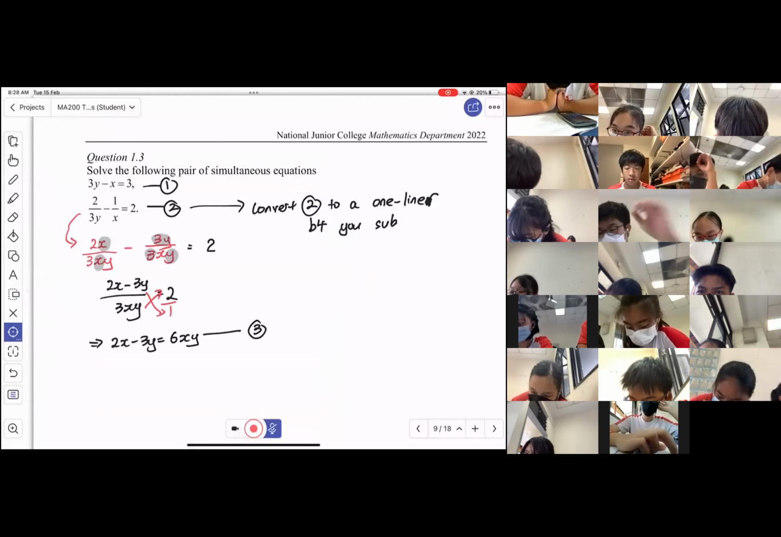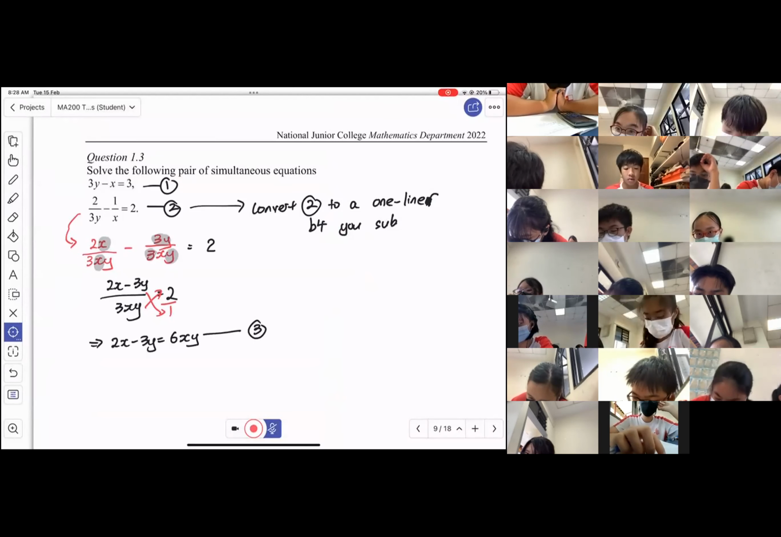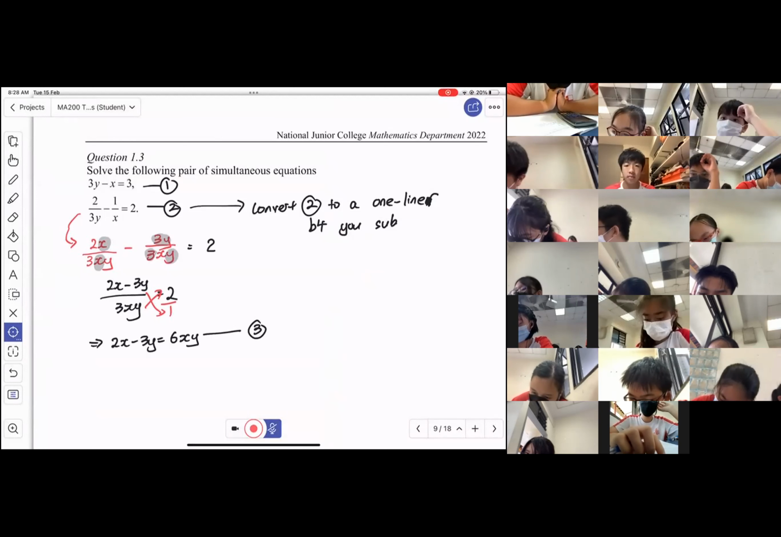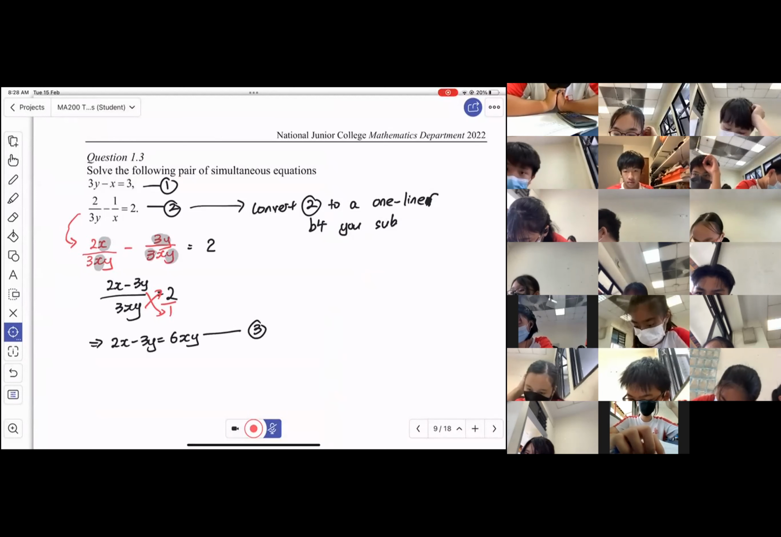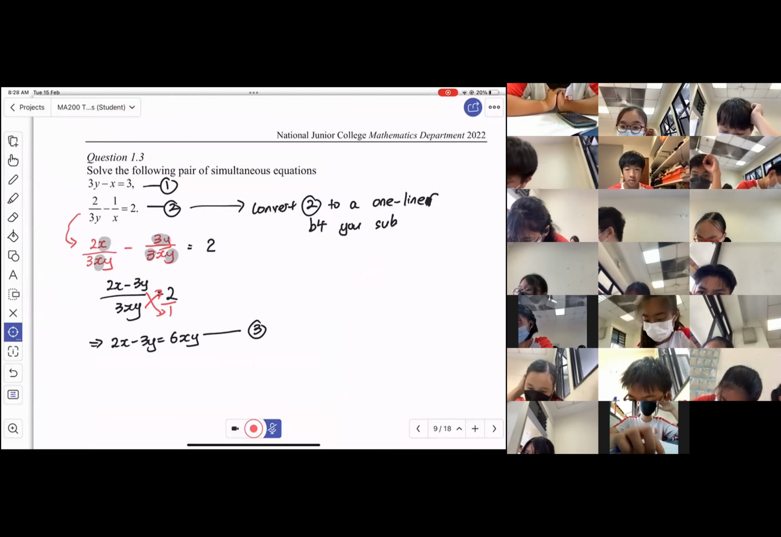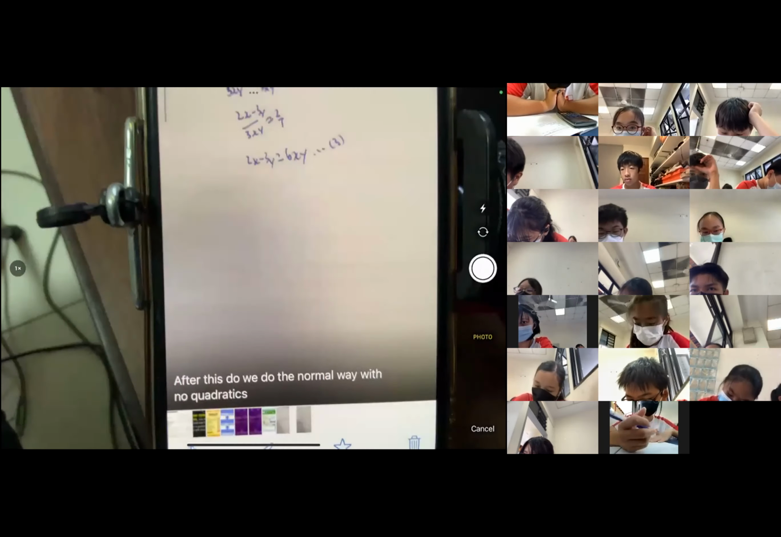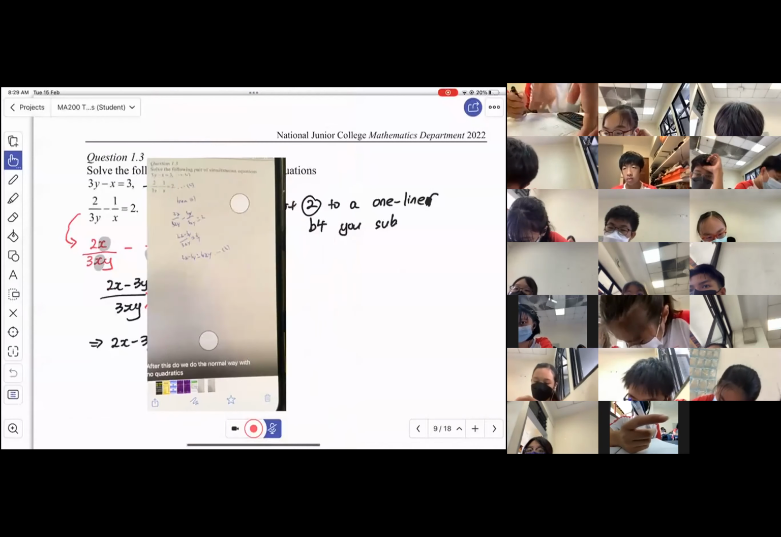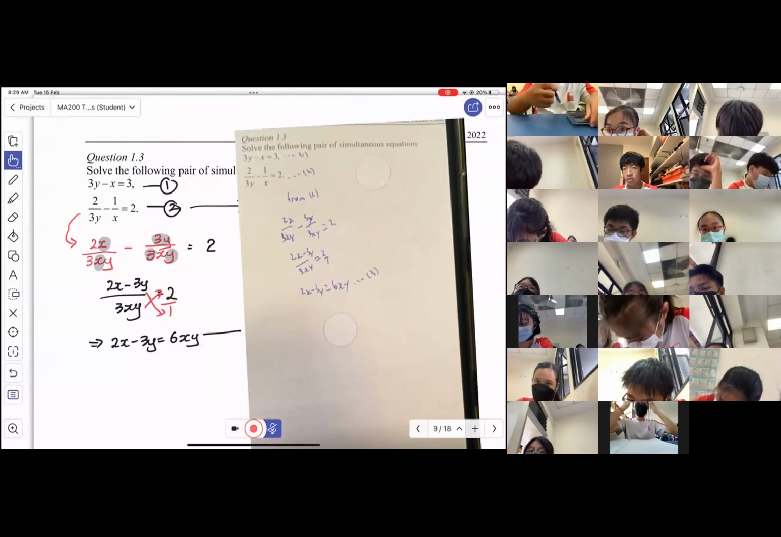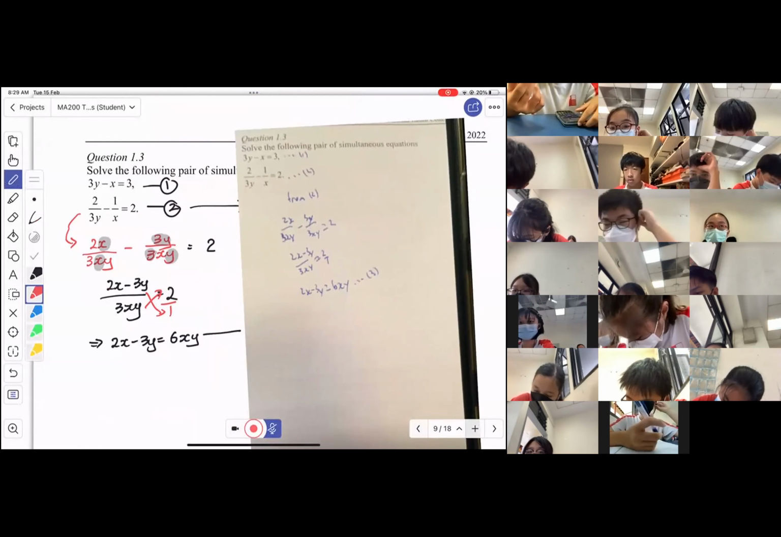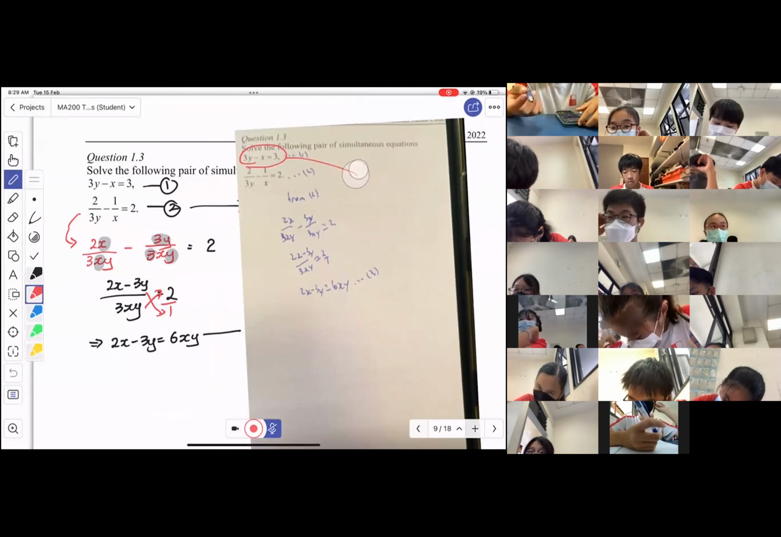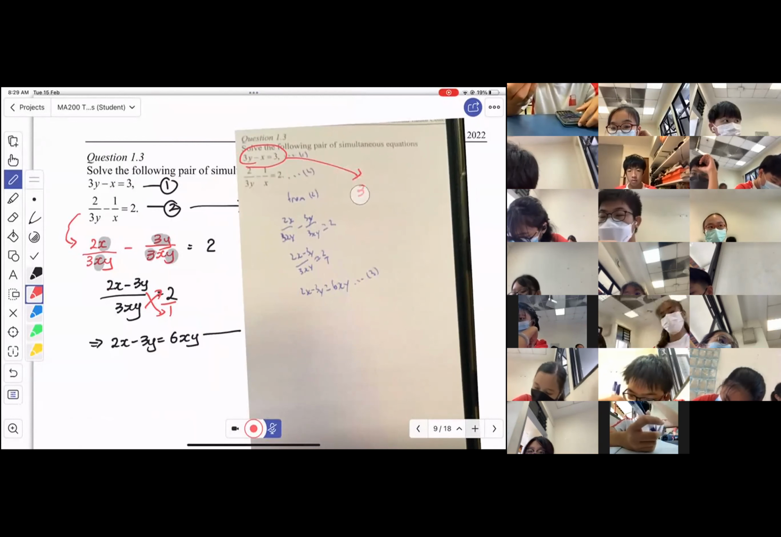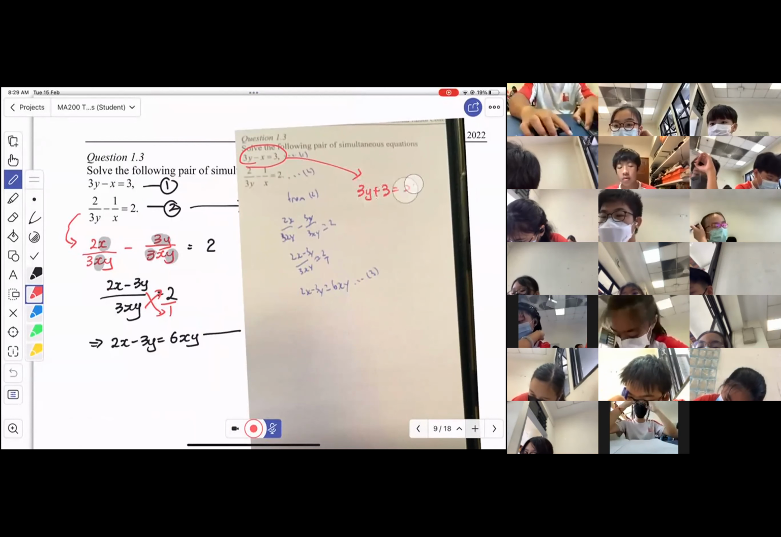Another student asked, after we do this, do we do the normal way with no quadratics? For this student who asked about question 1.3, the funny thing is you will find that you actually still have a quadratic. I want to share with you. You see, you have this, right? 3y minus x, so maybe you will form 3y plus 3 equals x.